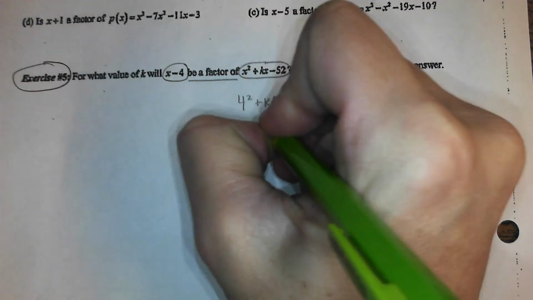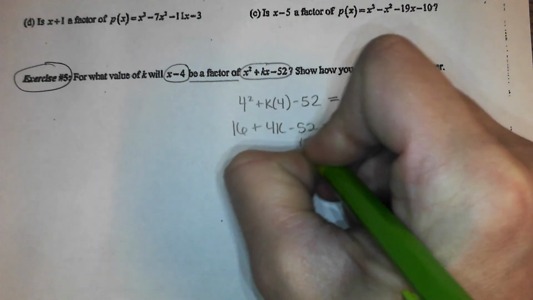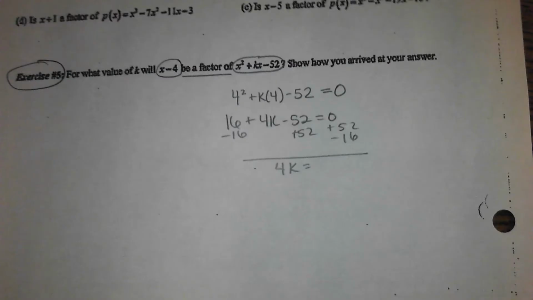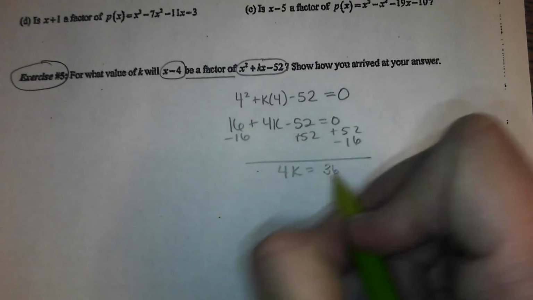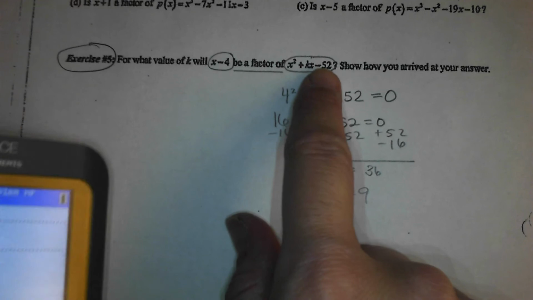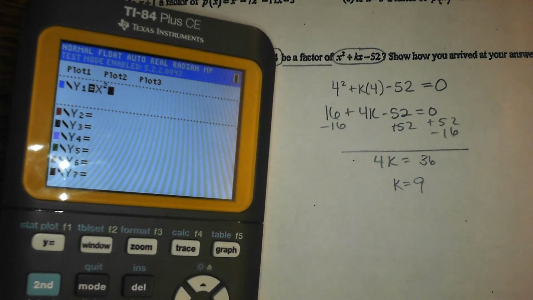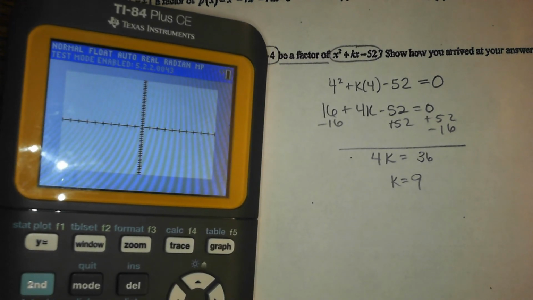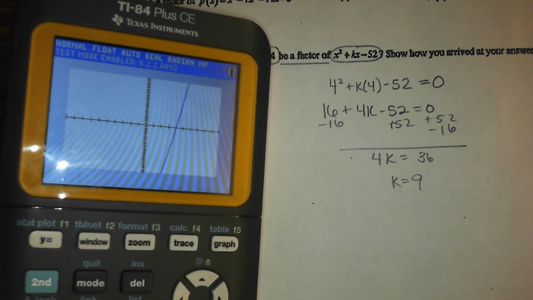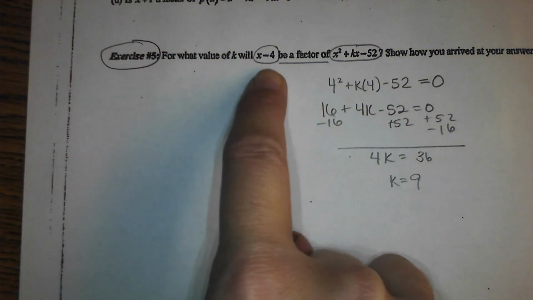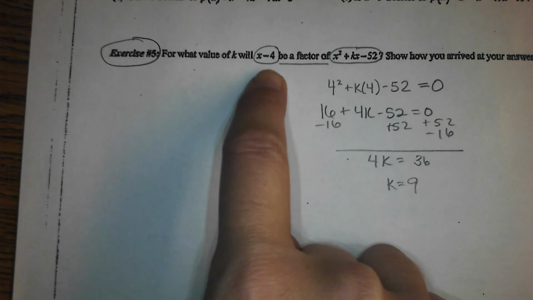So we get 16 plus 4k minus 52. Add your 52 over. Subtract your 16 over. We get 4k equals 36. So what is k? 9. And what I would recommend, graph that function and make sure x minus 4 is a factor. So x squared, if k is 9, that'll be plus 9x minus 52. And there we have 4 is a root. So does that make sense that x minus 4 is your factor? Yes. Okay.